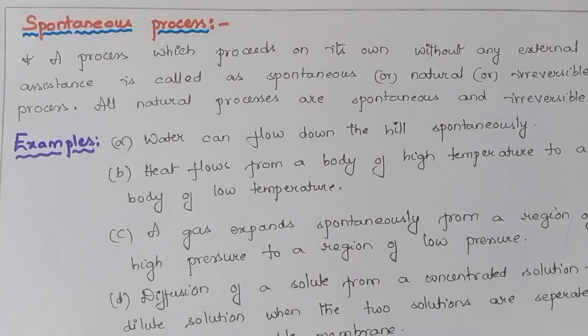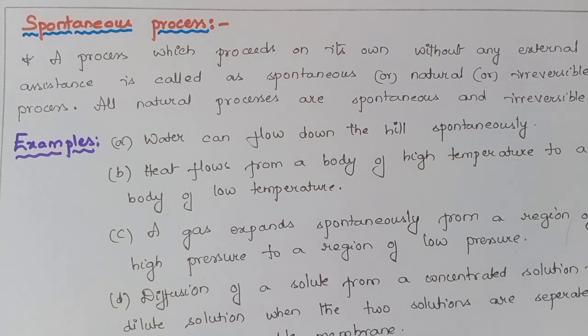So, students, put the side heading: spontaneous process. What is a spontaneous process? It is the process which takes place spontaneously, on its own, without any external help or assistance. Such a process is called a spontaneous process, which can also be called a natural process or an irreversible process.